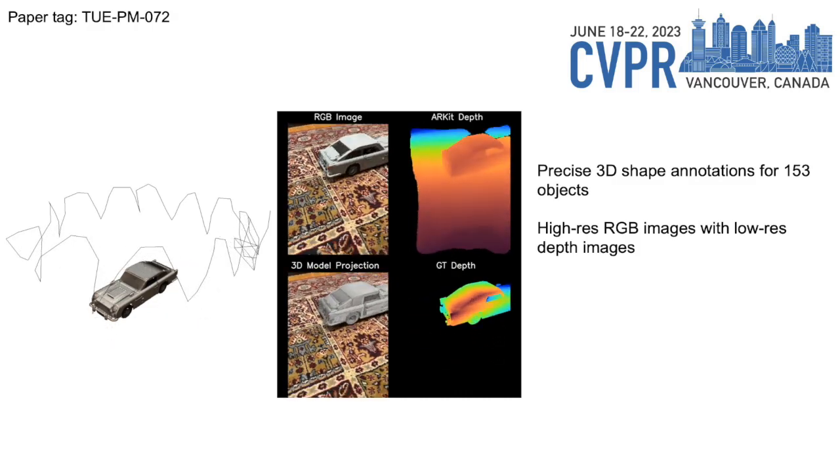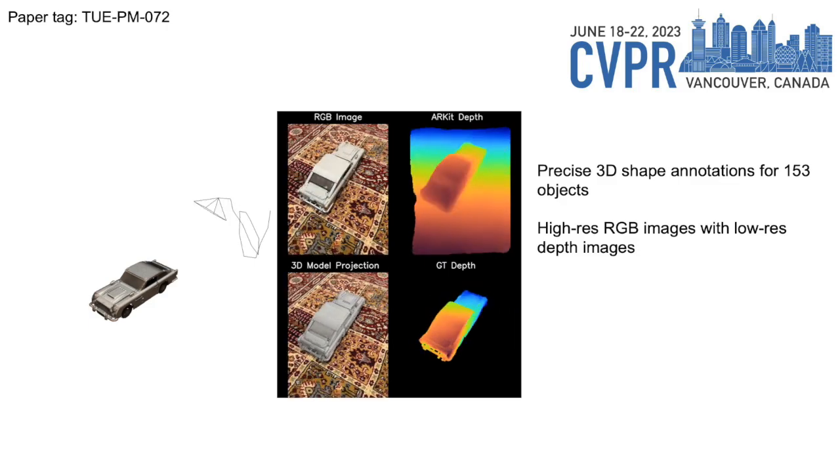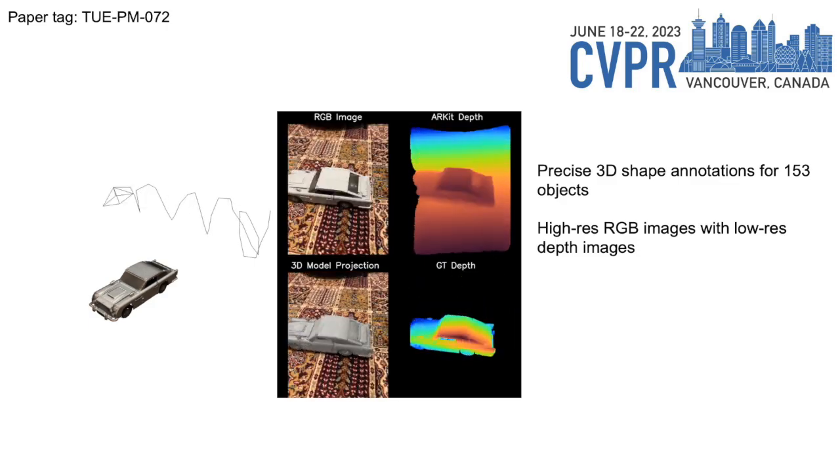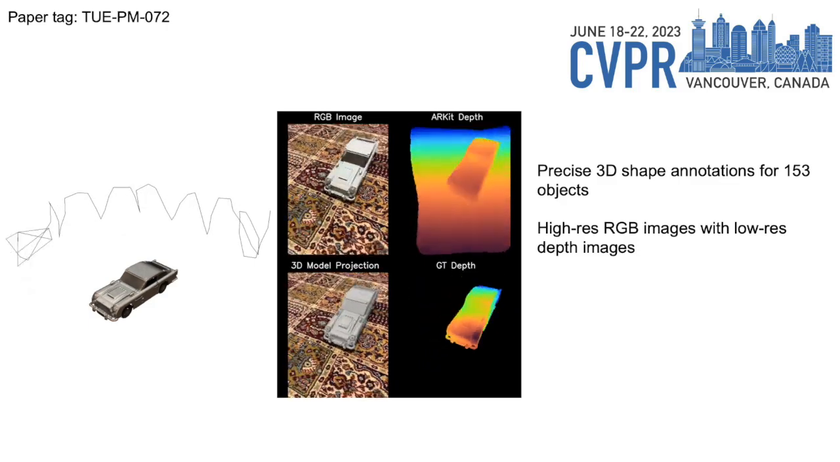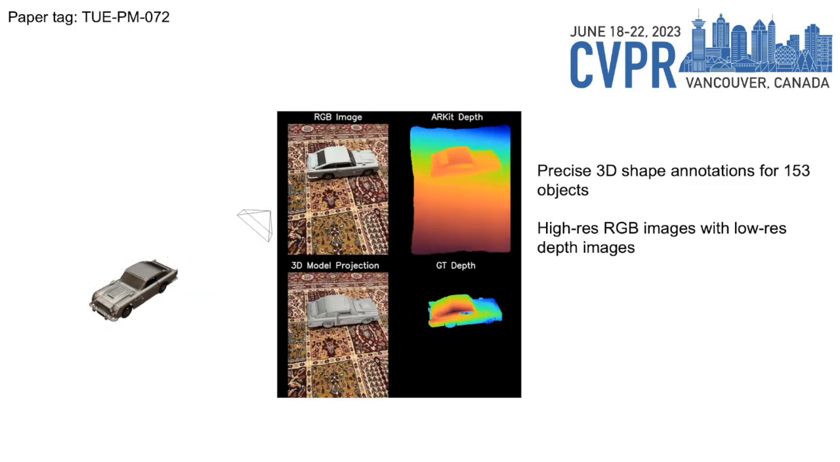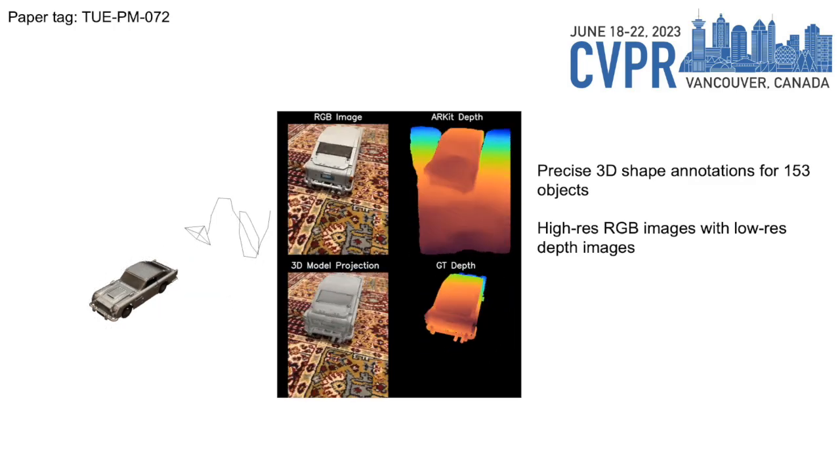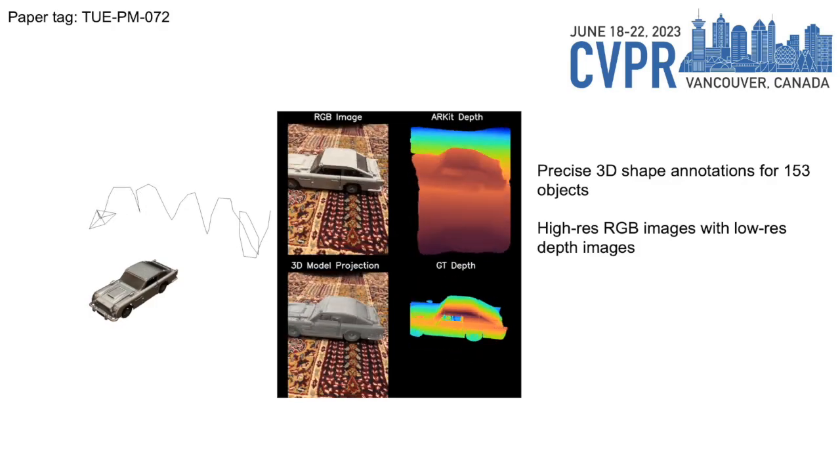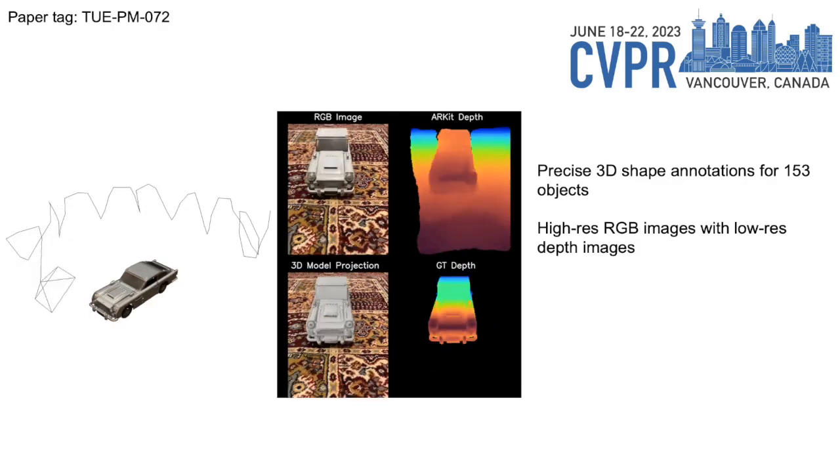The distinct data modality offered by high-resolution RGB images and low-resolution depth maps captured on a mobile device, when combined with precise 3D geometry annotations, presents a unique opportunity for future research on high-fidelity 3D reconstruction.